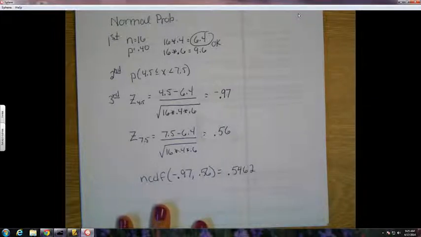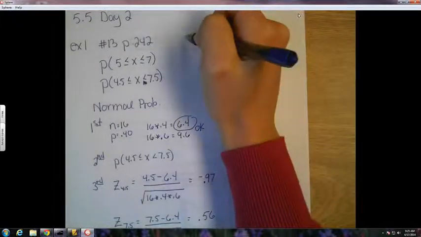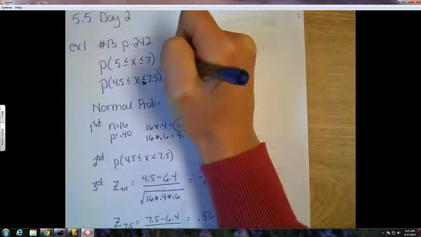So you remember the 3 steps from yesterday. Not too challenging. Now they want us to compare this. Remember, this was an approximation for the binomial. Let's go back to chapter 4, where we used the binom PDF and binom CDF. So that's part 2 here, the binomial probability.